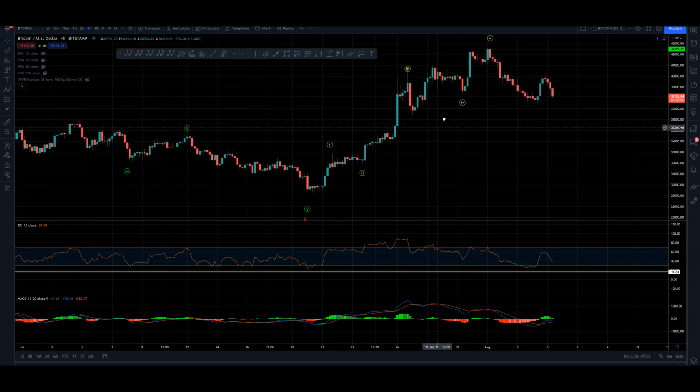Right, for the next few minutes we're going to be looking at Bitcoin. We've got two counts to look at today, a bullish and a bearish one. We're going to be doing our Elliott wave analysis of those, and then we're going to do some basic technical analysis as well, and then we're going to wrap things up. So without further ado, let's get started.